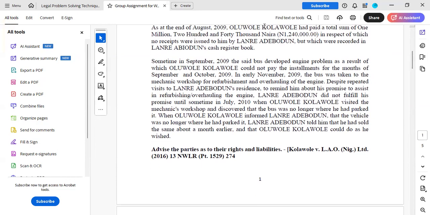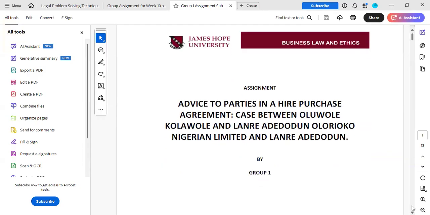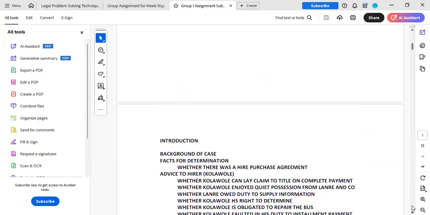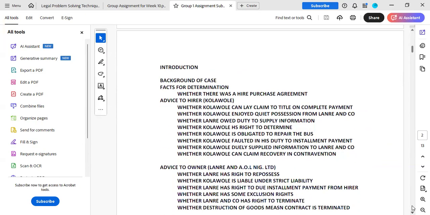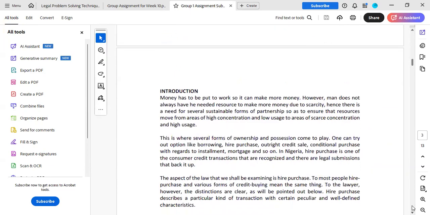Now let us see how Group 1 addressed this particular case study. We're sharing our screen here. So you can now see the way it is being addressed. The assignment, advice to the parties. Now look at the background of the case, the introduction. On the introductory part is the way you can see the introduction.